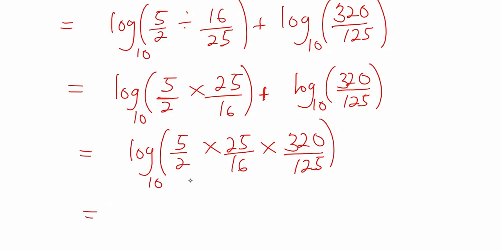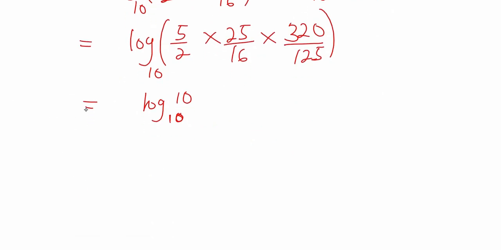And with the help of our calculator, 5 out of 2 times 25 out of 16 times 320 out of 125 gives us 10. So we have logarithm of 10 to the base 10. Now, like we said earlier, logarithm of a number to the same base is 1. So at this point, log 10 base 10 gives us 1. So we also had the same answer compared to the previous example. Now let's try the next set of examples.